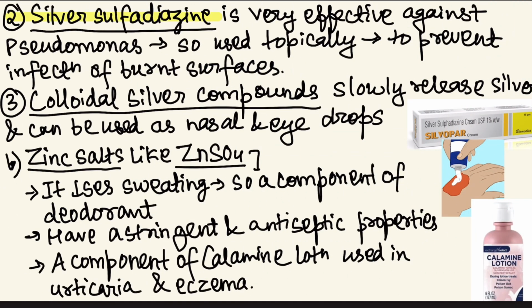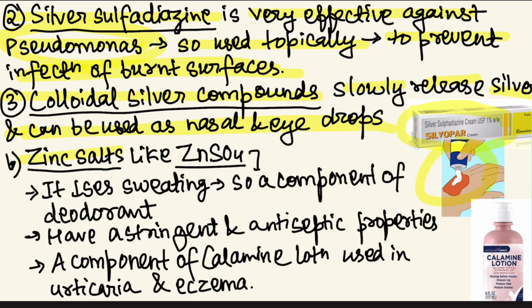Then we have silver sulfadiazine. It is very effective against Pseudomonas. So it is used topically to prevent the infection of burn surfaces by Pseudomonas. Then we have colloidal silver compounds which slowly release the silver and can be used as nasal and eye drops. So here you can see silver sulfadiazine cream, which is actually used for preventing the infection of the burn surfaces.